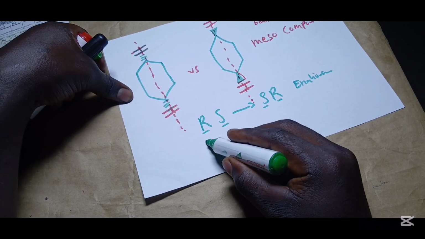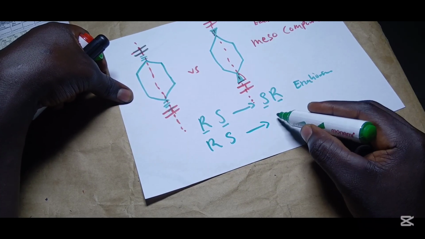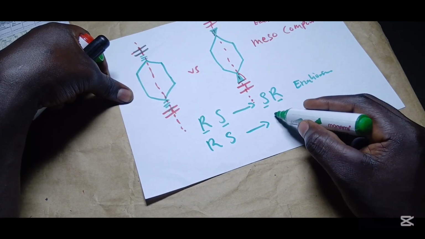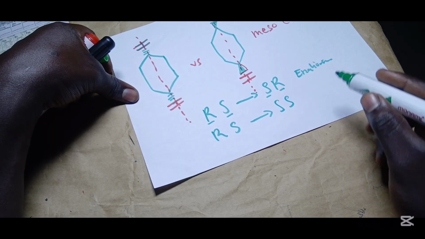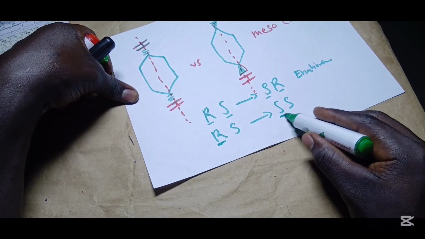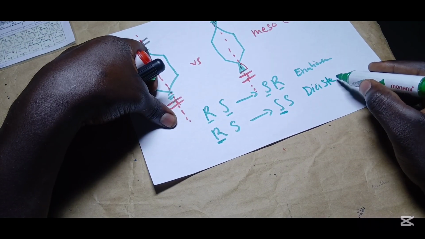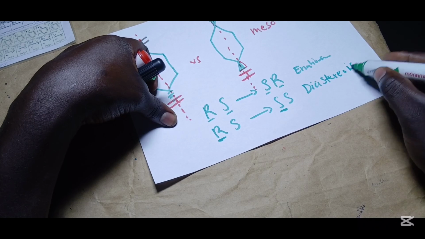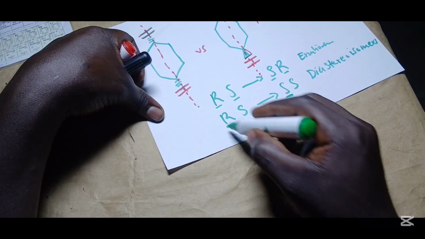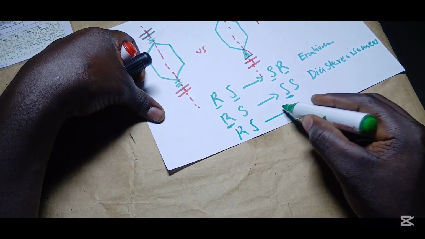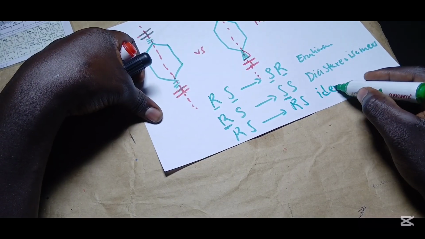What if we have this one to be RS and here to be SS? It means only one of the configurations has changed. Here the R has changed to S. So they become diastereomers. Diastereoisomers. Isomers. If the configuration of this is RS and the other one is RS, then the molecules are identical.